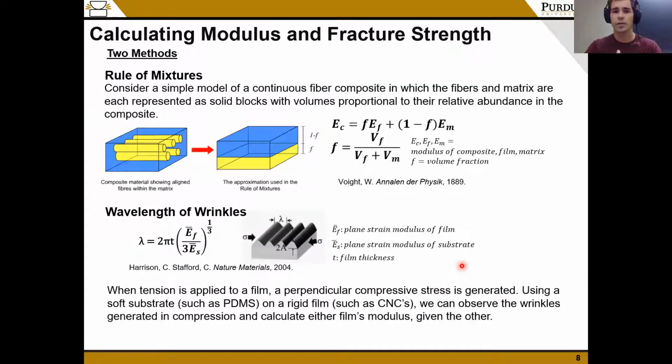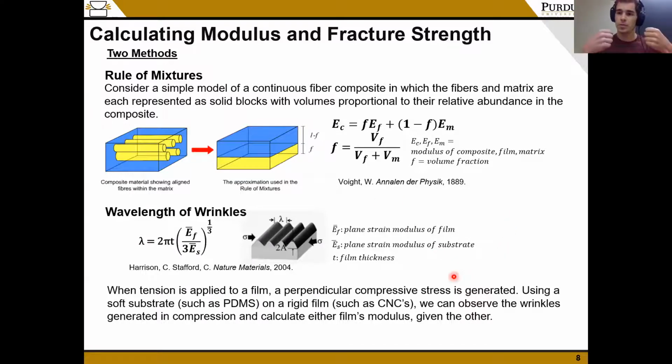There are two ways that we can calculate the modulus. First is rule of mixtures. This one's been known about for a while. Basically, it states that each portion of a composite contributes its own properties proportionally to its volume fraction. So since the cellulose nanocrystal thin films are very small, they're not going to contribute a whole ton to the overall modulus and fracture strength of the composite. Second way we calculate it is wavelength of wrinkles.